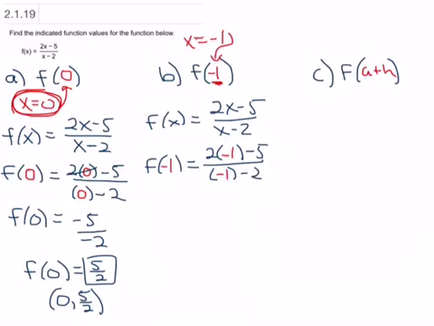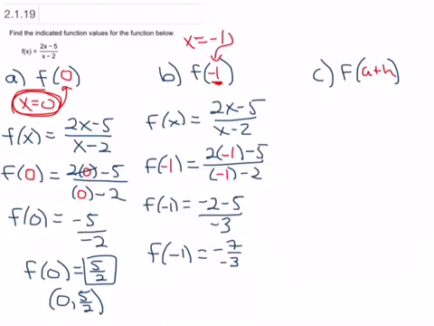All right, and then just like in the last problem, now we just have to simplify. So f of negative 1 is equal to, let's see, multiply first. 2 times negative 1 is negative 2 minus 5. And then in the denominator, negative 1 minus 2 is negative 3. Negative 2 minus 5 is negative 7. So f of negative 1 is equal to negative 7 over negative 3. And again, similarly to the last problem, this simplifies to f of negative 1 equals 7/3.